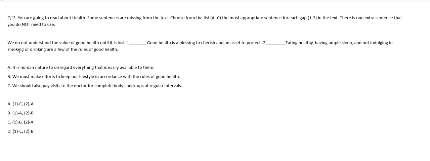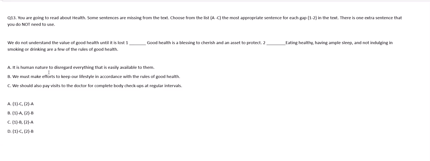We do not understand the value of good health until it is lost. What they are telling is, we do not understand the value of good health until it is lost. Good health is a blessing to cherish and an asset to protect. They're talking about good health and telling that until it is lost, we do not know the value of it. In between, we have to see.